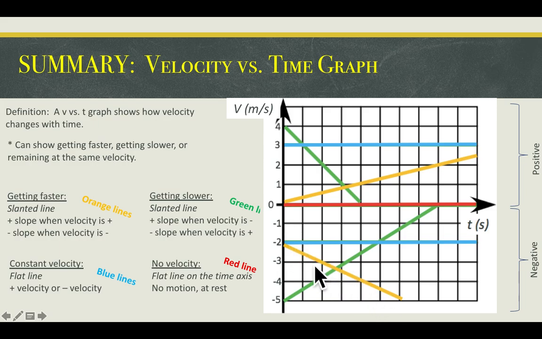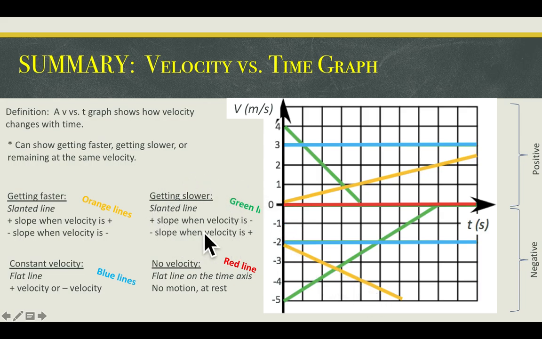This line down here shows a starting velocity of -2 and later a velocity of -5. This one got faster as well. The difference between these two orange lines is that this one shows something that is moving in the positive direction as it gets faster. This one is something that's moving in the negative direction as it gets faster.